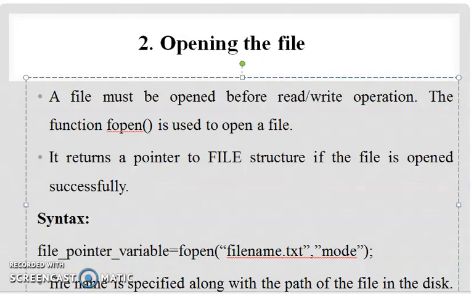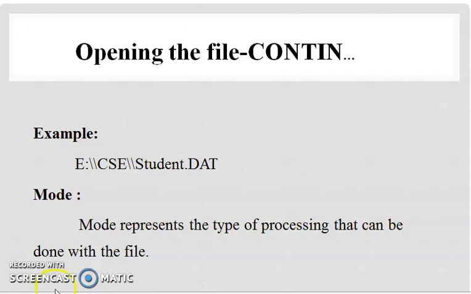Opening the file. A file must be opened before a read or write operation. The function fopen() is used to open a file. Syntax given is file pointer variable equal to fopen("filename.txt", mode). Here the file name is specified along with the path of the file in the disk. Now we see the example to specify the path of the file. Next one is mode. Mode represents the type of processing that can be done with the file.